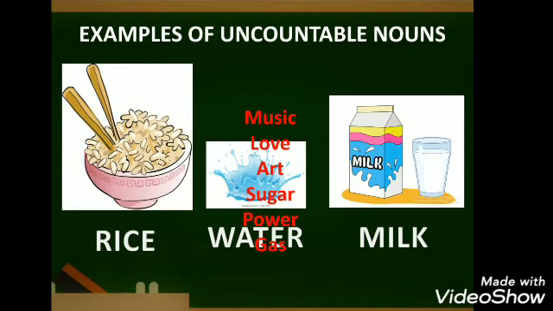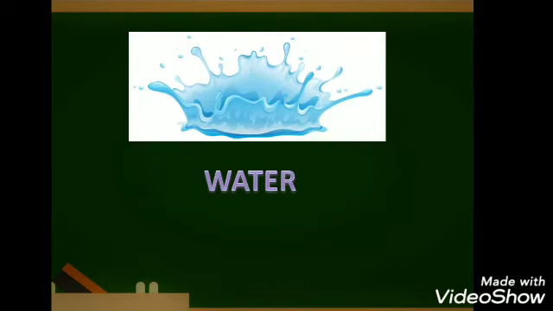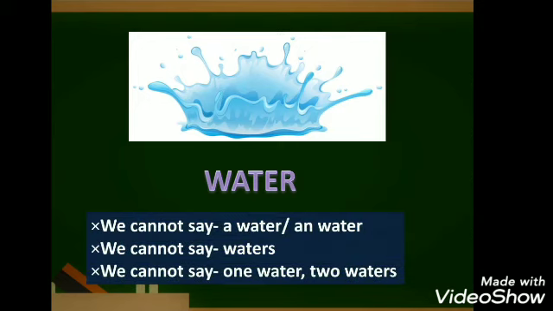Now let's try to understand what is uncountable noun with the help of the example of water. Here is the picture of water. We cannot say a water or an water. We cannot say waters. We cannot say one water, two waters. So, we cannot add A or AN. We cannot add S or ES. Nor can we add numbers to the word water. Therefore, water is uncountable noun.